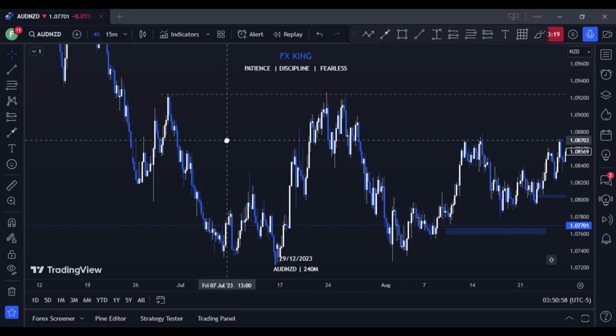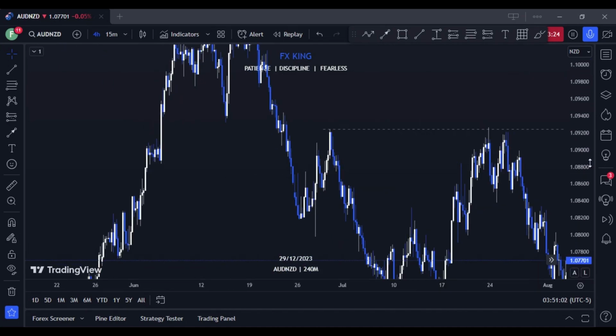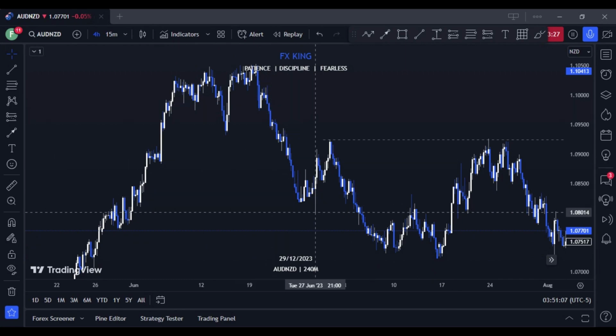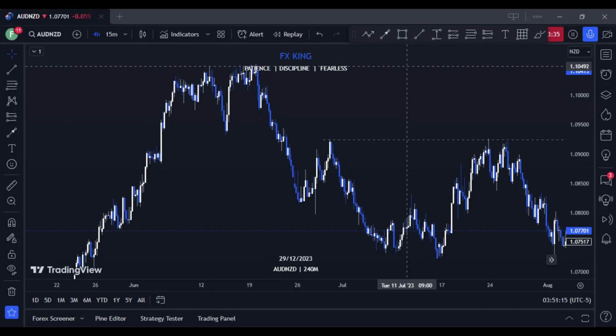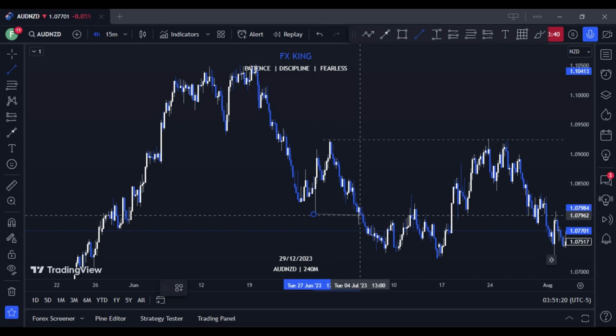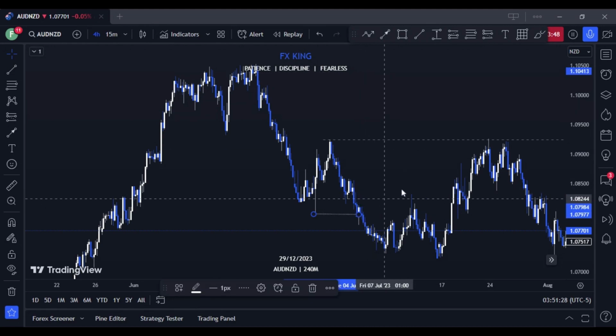So as you can see here, we had this break of structure right over here. After taking out this inducement, price finally broke structure here. That's a move like this, right? That's our break of structure. That's the level of our break of structure in this case.